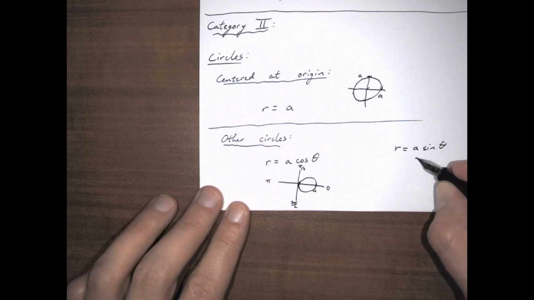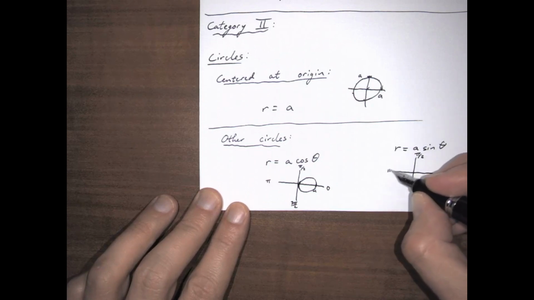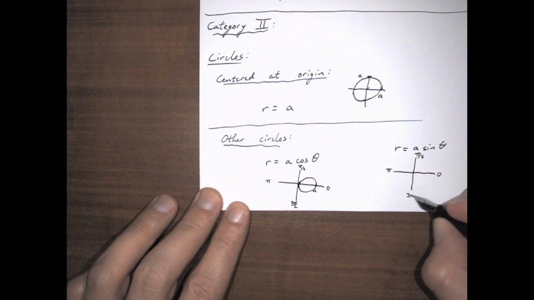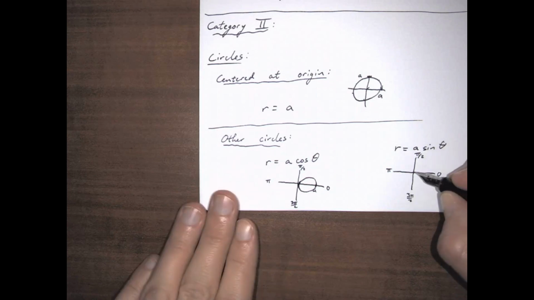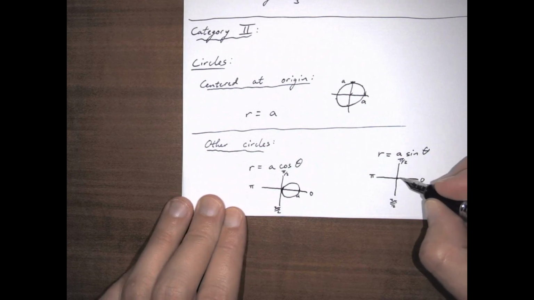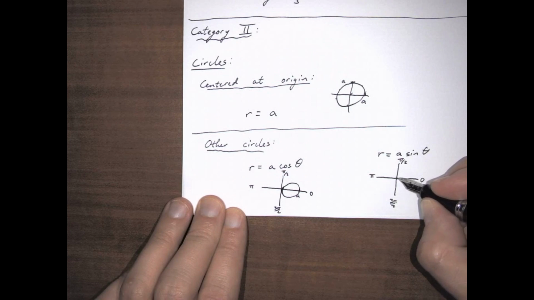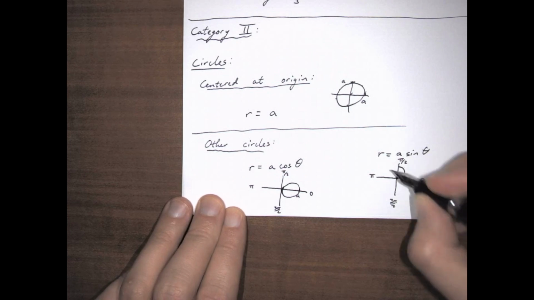And again, you can just start thinking about it, reasoning it out. What happens when theta is 0, pi over 2, pi, and 3 pi over 2? Okay, so it starts out with a radius of 0, because the sine is 0. Now, as we start to swoop around, the radius is getting bigger and bigger and bigger until it reaches its maximum over here.